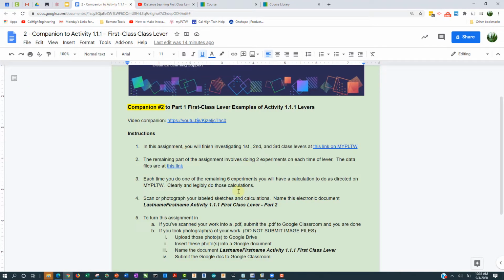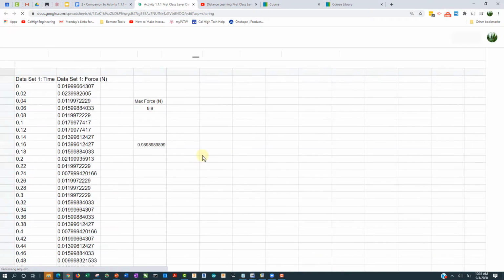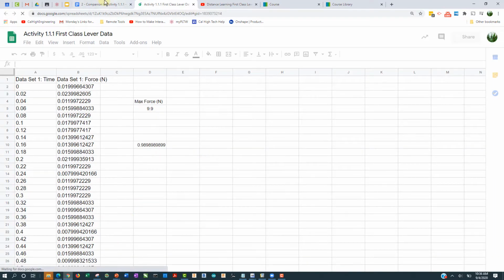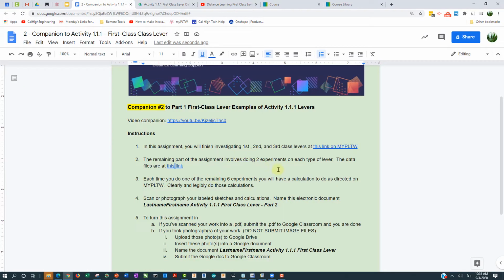So the rest of the steps you're going to do in this assignment, and it says the remaining part of the assignment involves doing the 2 experiments on each type of lever. The data are at this link, so let's unpack that statement. So here's the data. We'll come back to that. Right here I say the remaining part of this assignment involves doing 2 experiments on each type of lever.